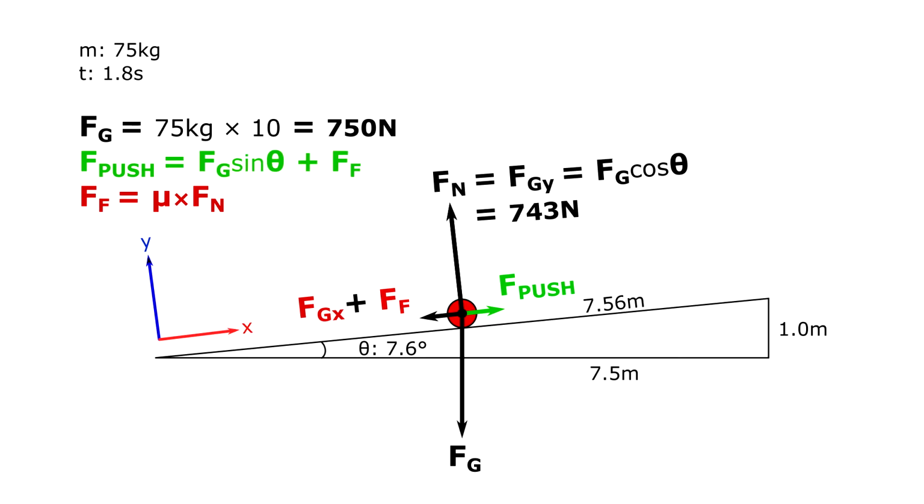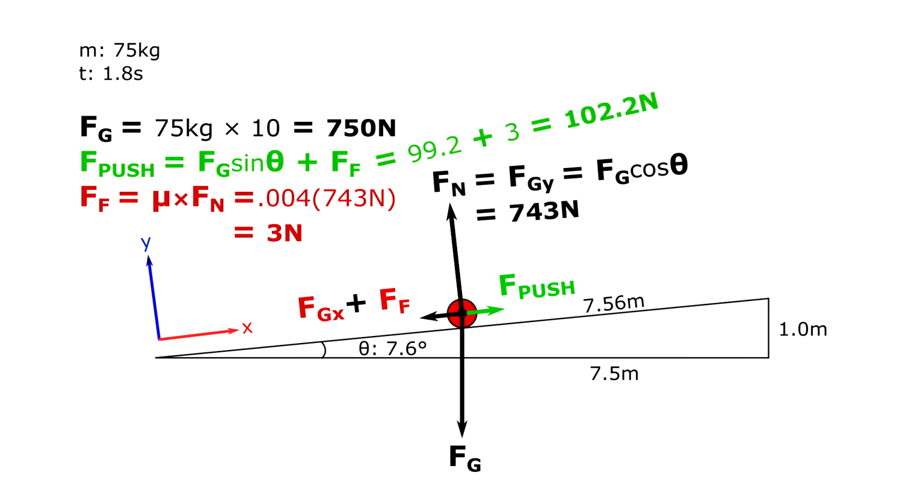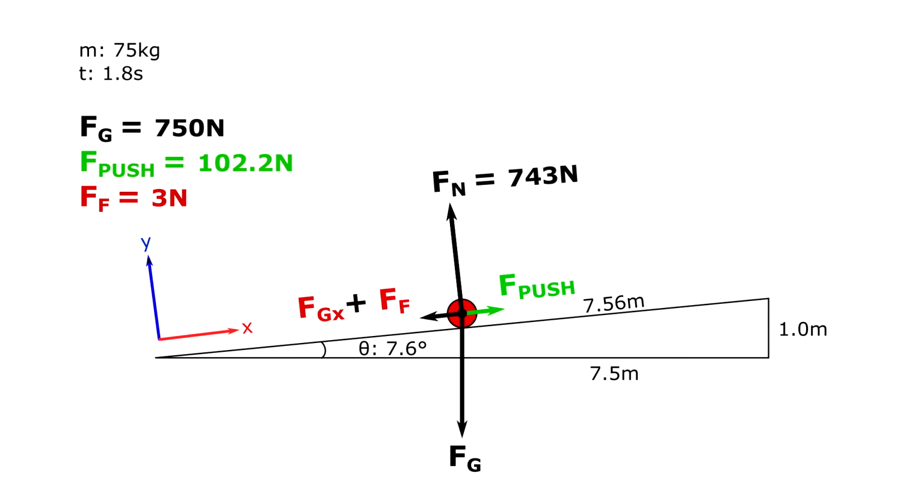F push is equal to Fg times sine theta, which is 99.2 newtons, plus mu, 0.004, times the normal force of 743 newtons, which is 3 newtons, coming out to 102.2 newtons total. So F push is equal to 102.2 newtons, and that's the force which needs to be constantly applied in order to overcome gravity and continue at a constant velocity up the slope.